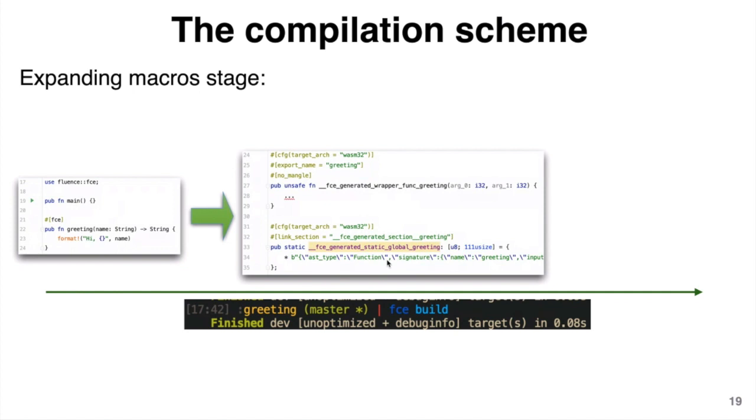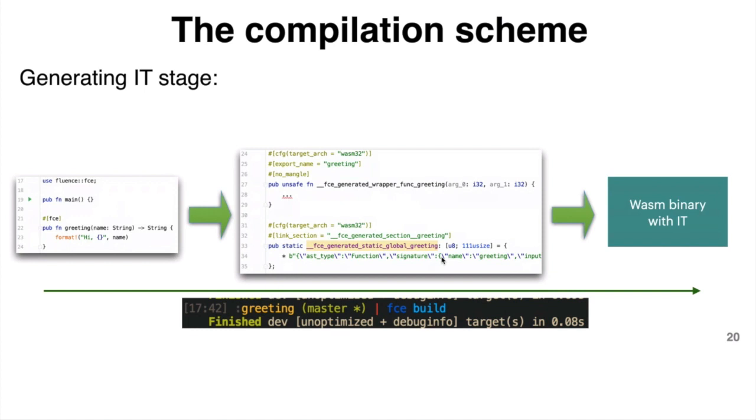Actually, they contain all types that can be parsed from this one. On the second stage, we use such generated data to generate the custom section without passing the line. And all of this is done by this simple command, a simple CLI utility. So it works like this.